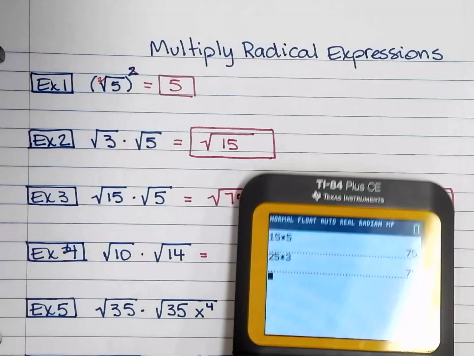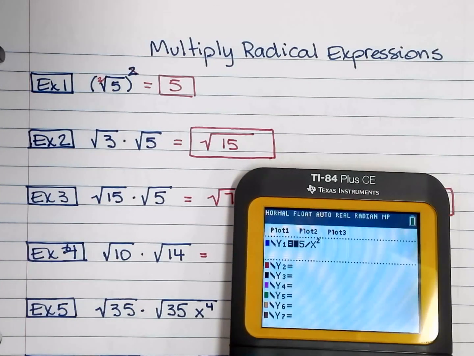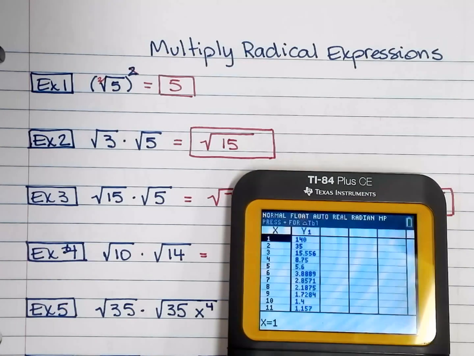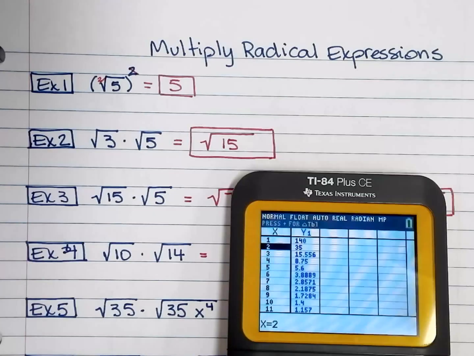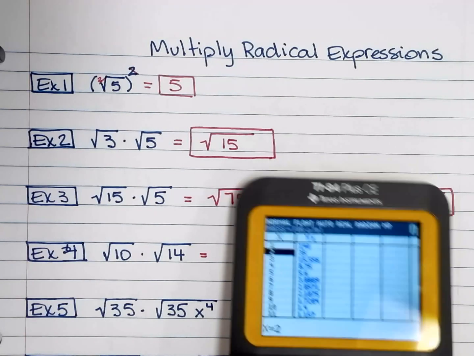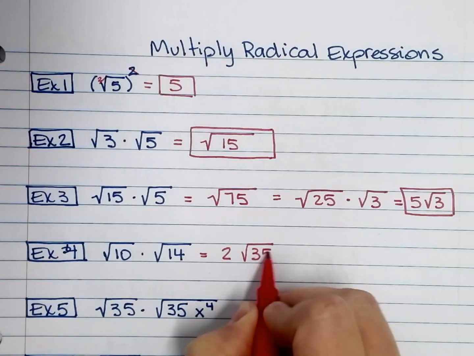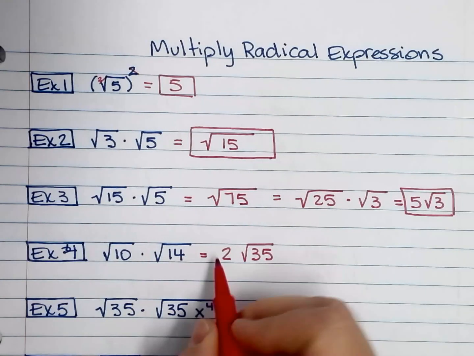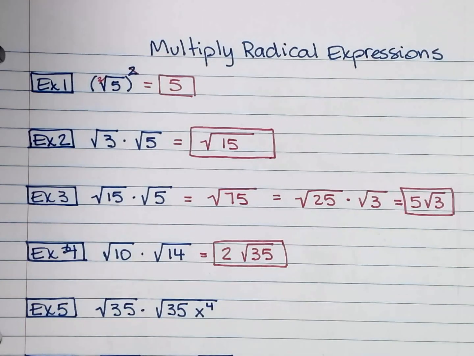So the next one, I have 10 times 14 is 140. I can go over there, use my handy dandy trick, and simplify that right there. It's 2 square root of 35. And I know 35, I can only do 7 times 5, and they're both prime. I cannot simplify that any further.